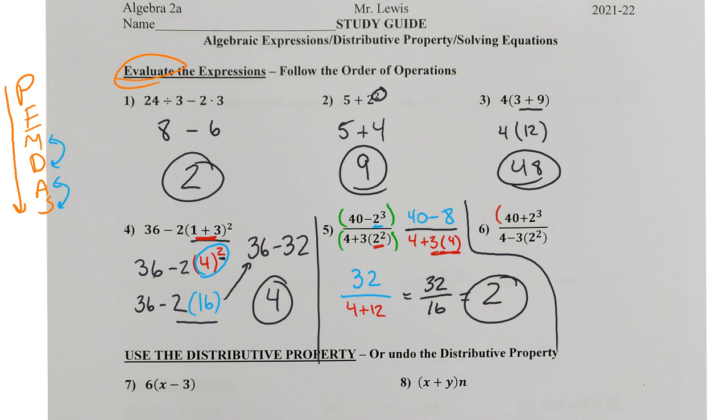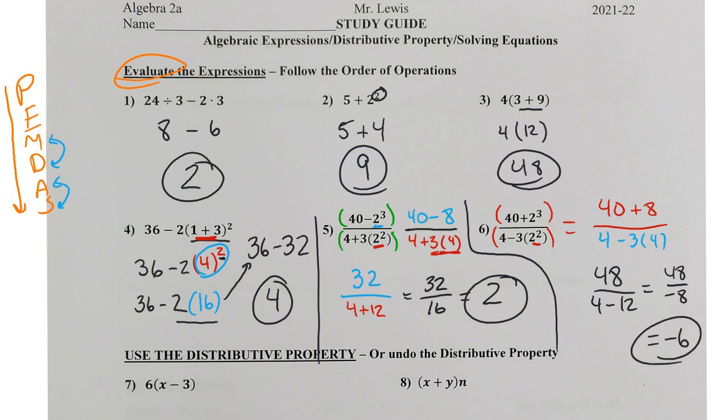Number 6, same exact concept. Remember, there are parentheses basically around the top and the bottom, so I do the top all by itself first. The top is going to become 40 plus 8. The bottom, I'm going to do inside the parentheses first. So I end up with 4 minus 3, and instead of 2 squared, I put 4 because I did that first. Then I'm going to do 3 times 4. So the top is going to be 48 because I do the top and bottom separately. And the bottom is going to be 4 minus 3 times 4, which is 12. So I end up with 48 all over negative 8, which simplifies to negative 6.